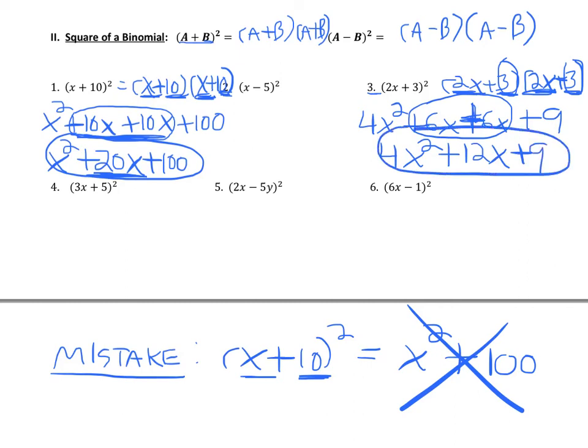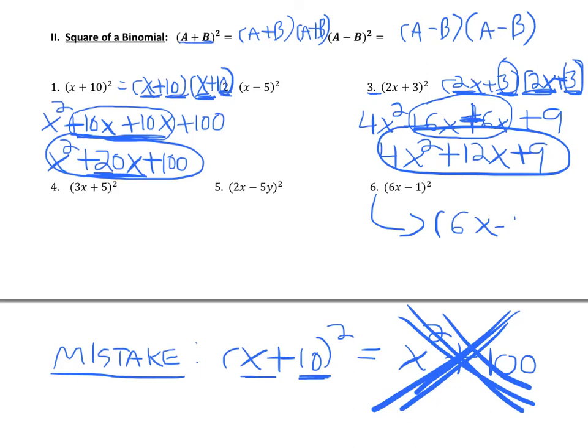Alright, so that's pretty much it. I'm just going to do 1 and 3. There's really not a whole lot to it. Here's the main thing: just make sure you don't make this mistake, because we see students do that all the time. If you have number 6, 6x minus 1 quantity squared, that's the same as doing 6x minus 1 times 6x minus 1, and then you just have to FOIL it. So really the only new step is the beginning, writing out 2 of the same factors, and then you just use the FOIL method.